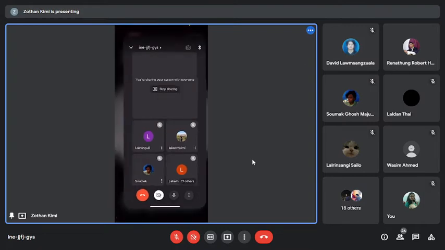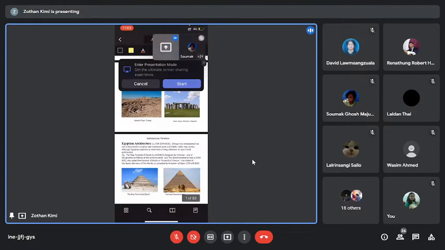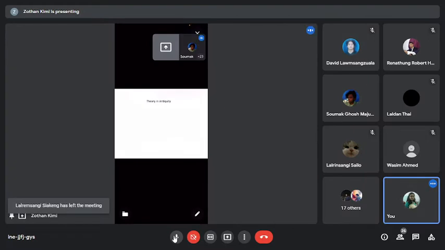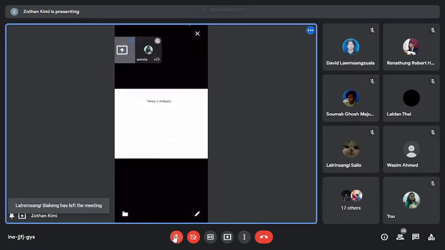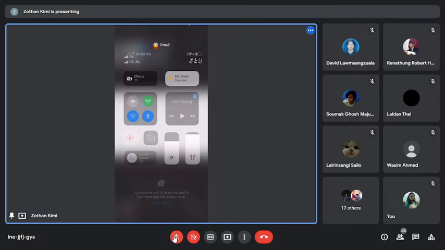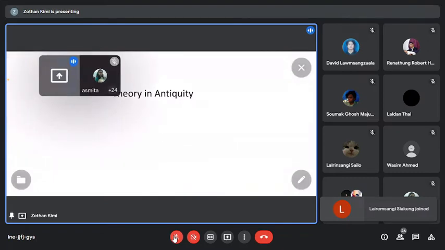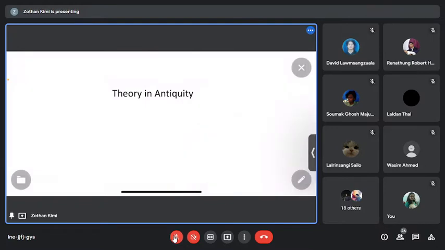Okay. Can you see this? Can you see the slide where theory in antiquity is written? Yes, ma'am. All right, hold on. Is it better or is it good? I think this would be better. Can you see this Gmail window? How do I close this? Oh yeah, like that. You can see, right? Anyways, I'll take attendance at around 11:30.